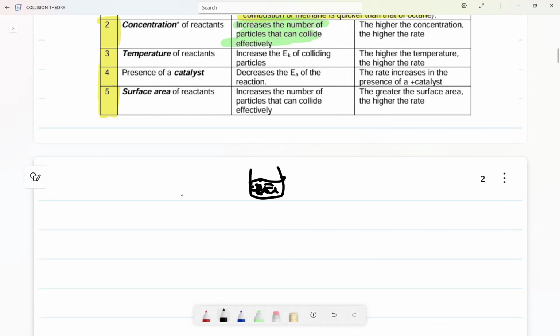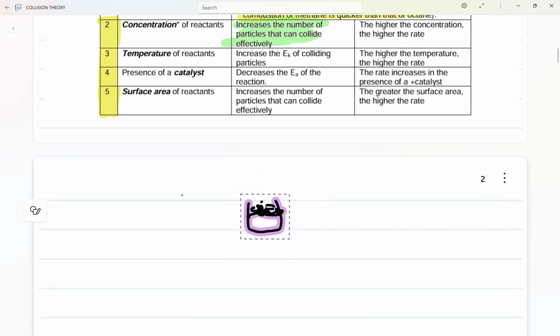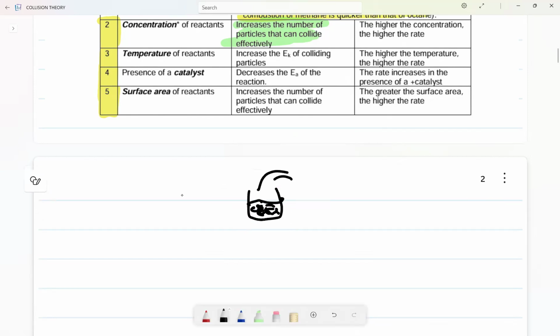So the more I add, as I add more concentration, can you see I'm adding the number of particles? So there are more particles that are going to be colliding effectively. And we want more particles, because during a reaction, maybe these particles have paired. Can you see that this one is just alone? There is no mate to pair with. So it means for this one, no reaction is going to occur.